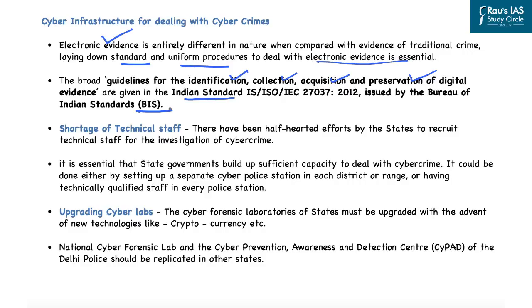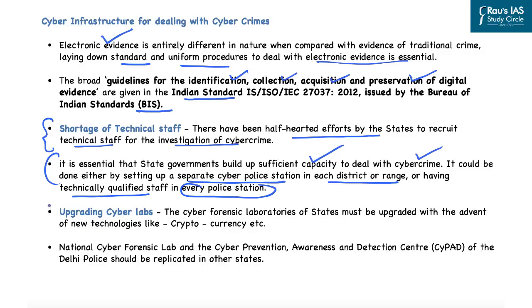The second issue that has been highlighted by the author regarding the cyber infrastructure is that there is a shortage of technical staff in the police force. Traditionally, the current police force is dealing with the issues related to cyber crimes. However, the police officers are not adequately equipped to handle the emerging issues in cyber crimes. And that is why the author has highlighted that there have been half-hearted efforts by the states to recruit technical staff for investigation of cybercrime. It is suggested that the state governments build up sufficient capability to deal with cybercrime. And it could be done by either setting up a separate cyber police station in each district or range, or having technically qualified staff in every police station in the state.